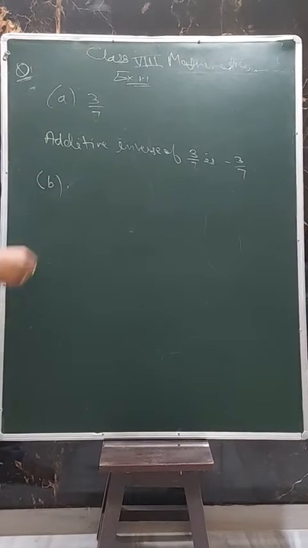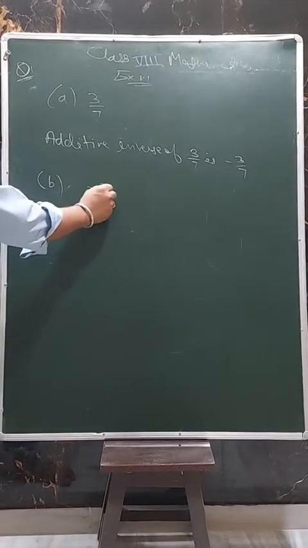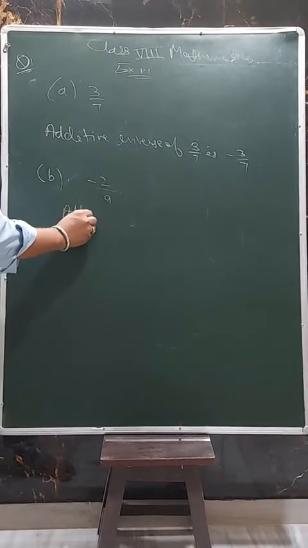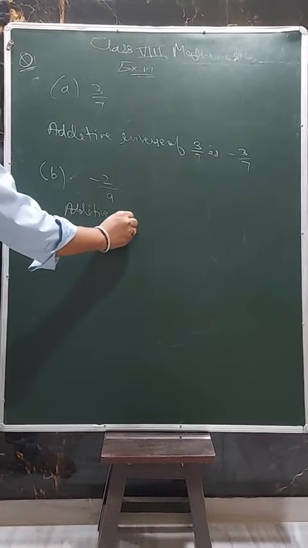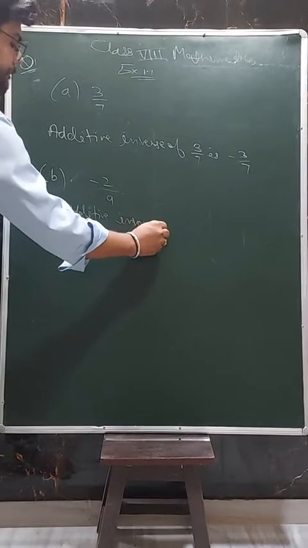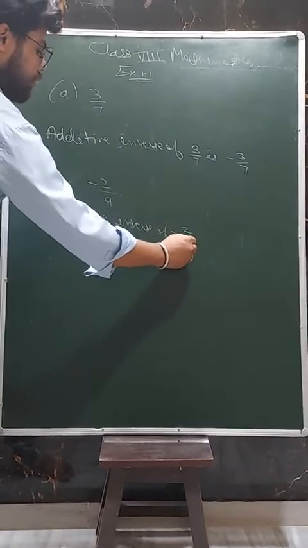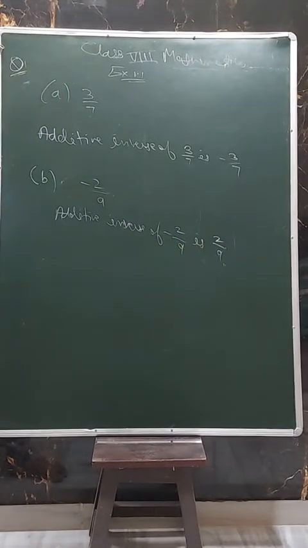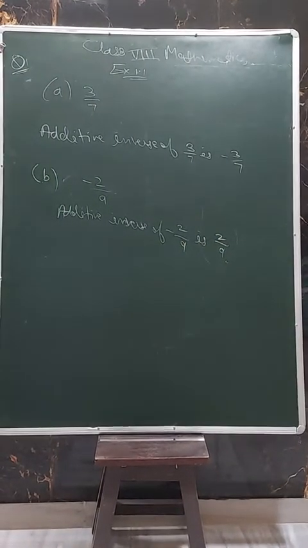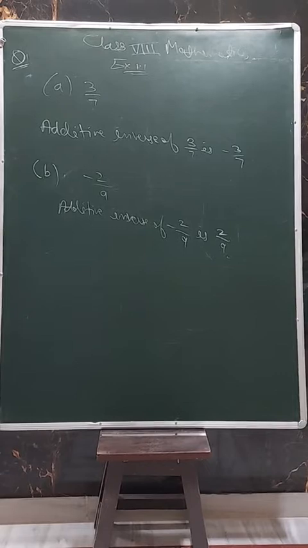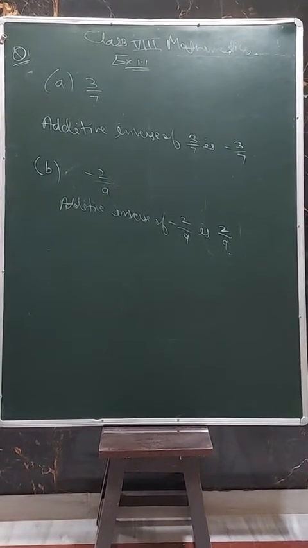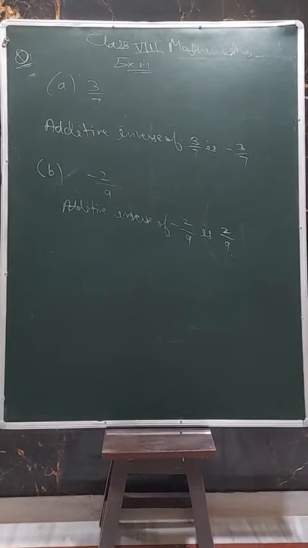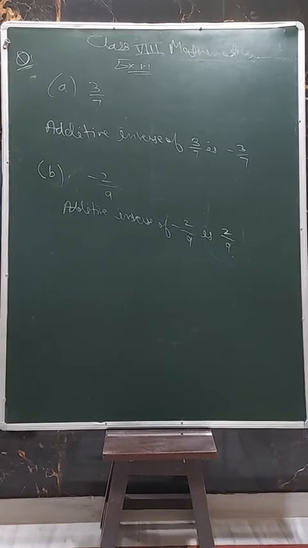Now the B part, one more part I will do, like minus 2 upon 9. So the additive inverse of minus 2 upon 9 is, only change the sign. 2 upon 9 is the answer. So this is your first question. Now two remaining parts are there, minus 11 upon 20 and 4 upon 5. These are homework.